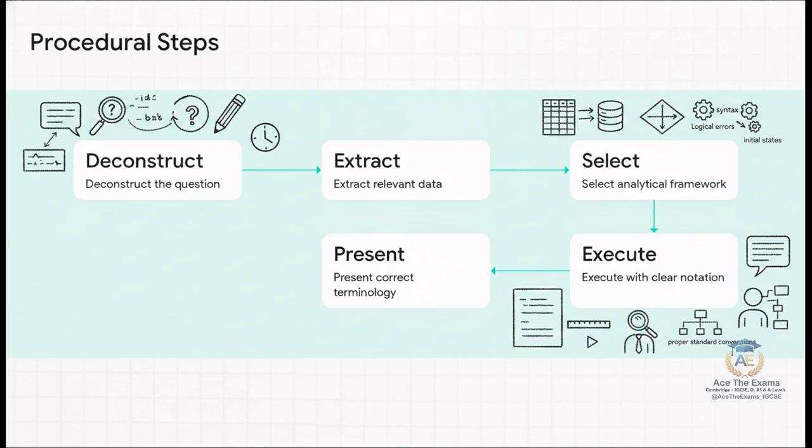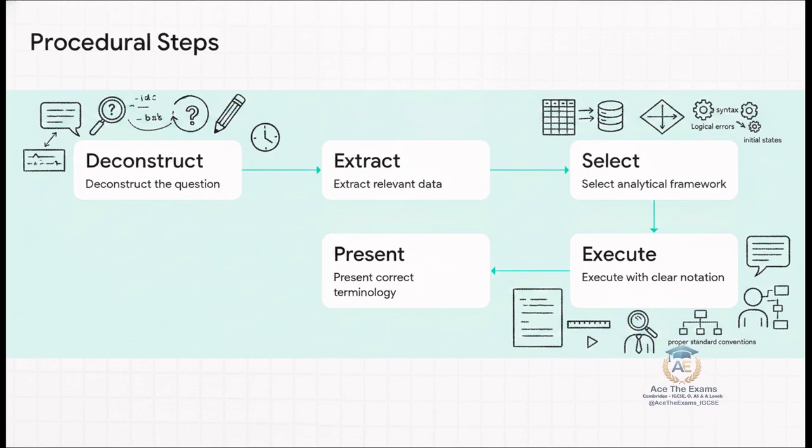Step 2. Extract data. Pull the variables, the constants, and the initial states out of the flowchart. If there's a trace table required, set it up now. Step 3. Select your analytical framework. Are you going to dry run the code line by line? Are you scanning specifically for syntax errors or logical errors?